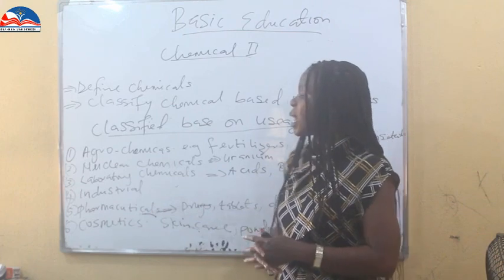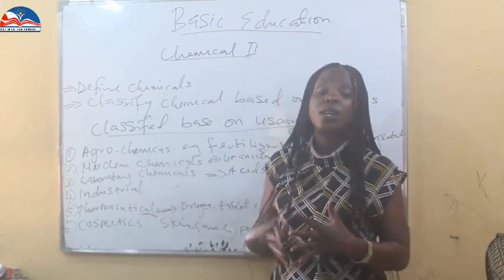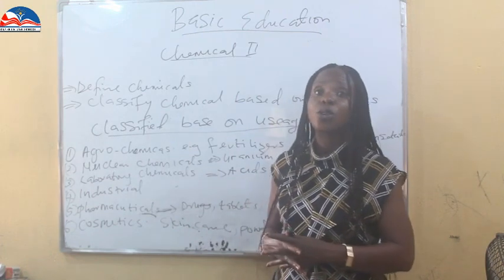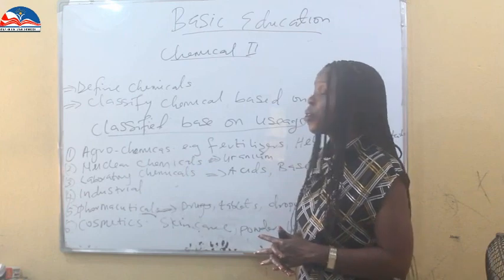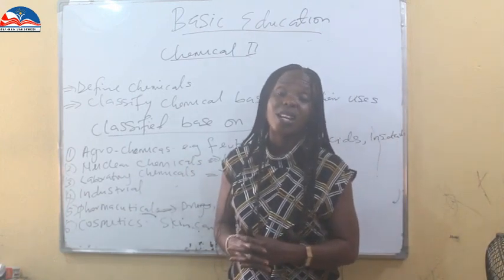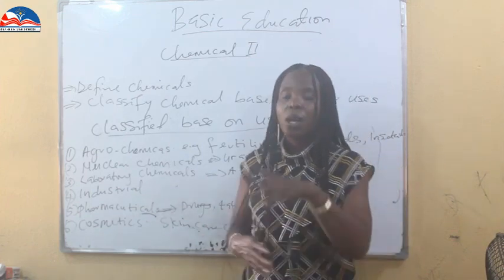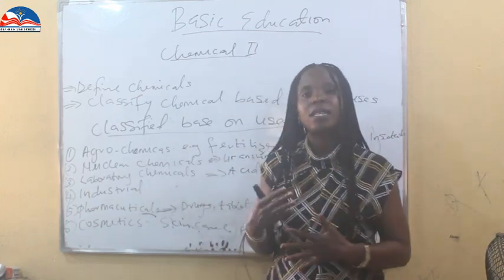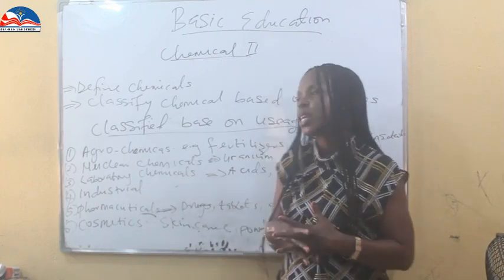Then we have the last usage, which is cosmetics. It is used in the cosmetic industry for production of skincare products, like we have in creams, we have in lipstick, we have in powder, we have in dye. All of these are cosmetics usage of chemicals. So we have classified chemicals based on their usage.